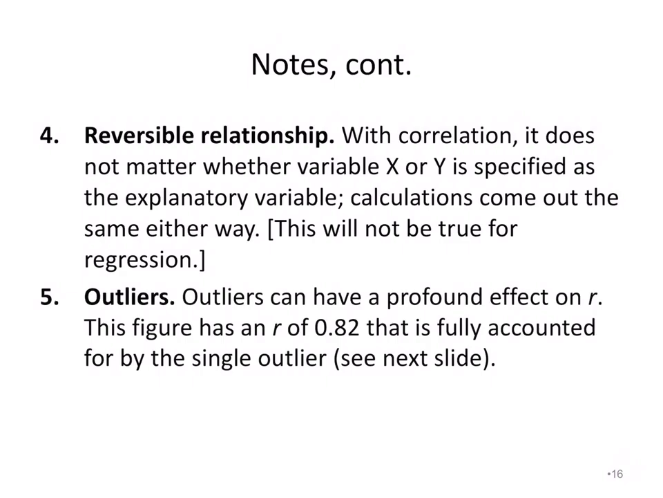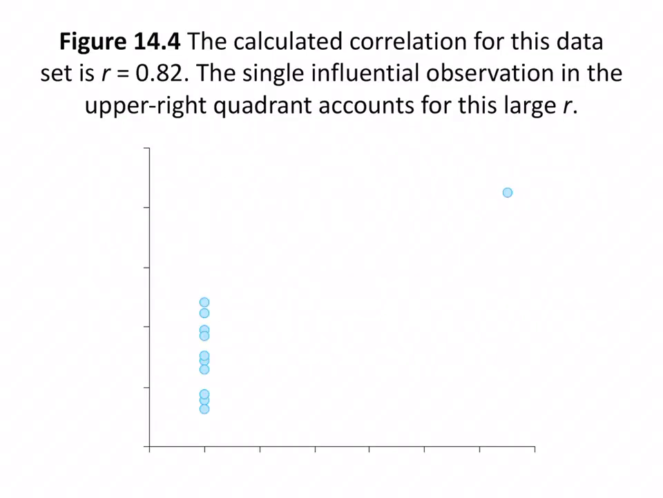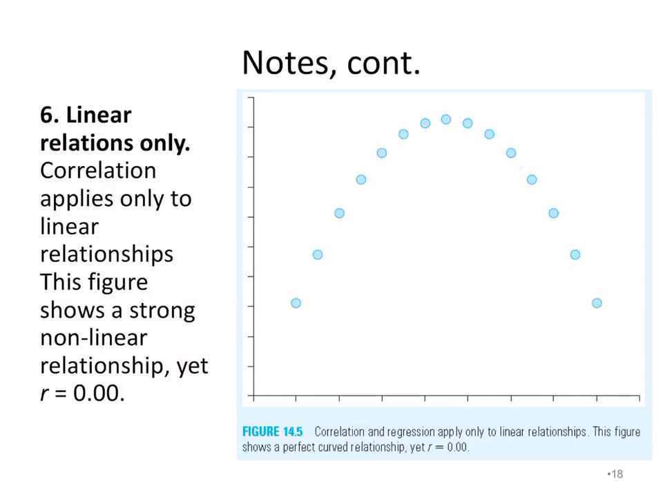Outliers. Outliers can have a profound effect on R. This figure has an R value of 0.82 that is fully accounted for by the single outlier. So here, if you see, all the data points are kind of in a straight line, and you have this one outlier over here, and this gives you a really strong R value. As you can see, that's probably not the true representation of this. It's only because of this one big outlier that this is possible. So be wary of outliers.